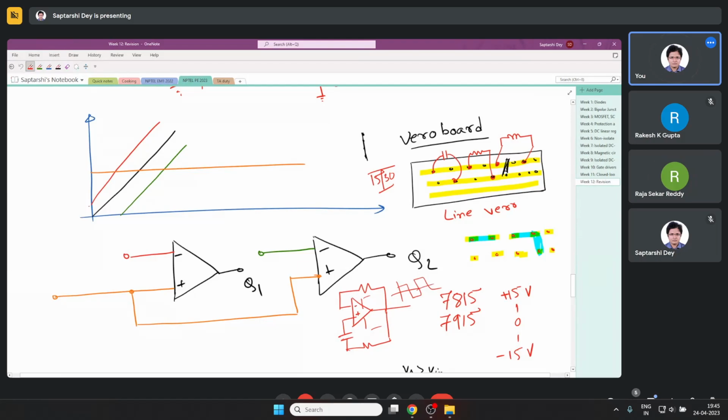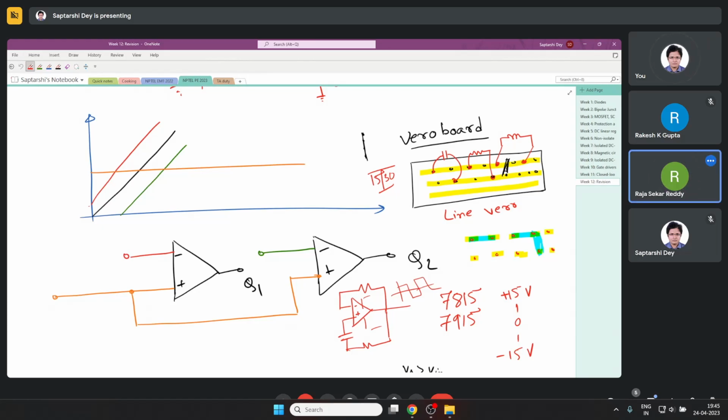Nice thing. Vero boards, if you keep them for long on the shelf, the copper will lose its gloss. Then you have to rub the surface with very thin sandpaper.